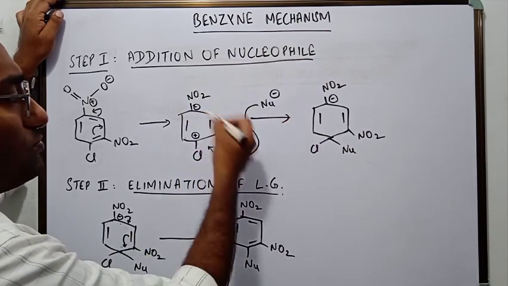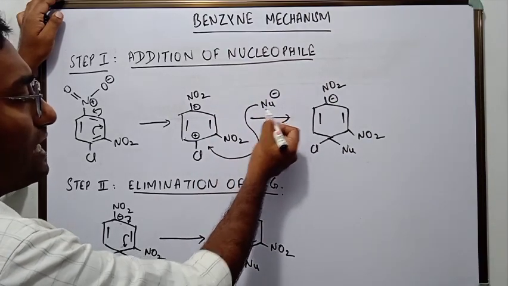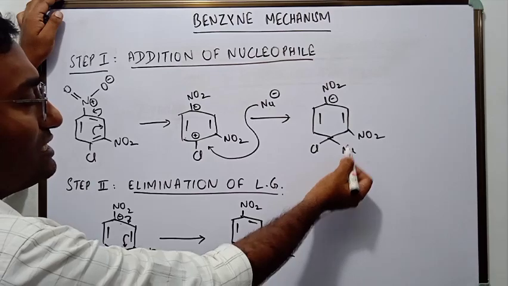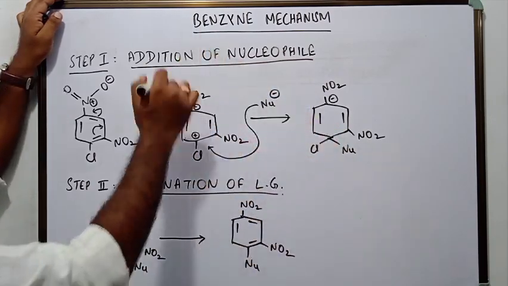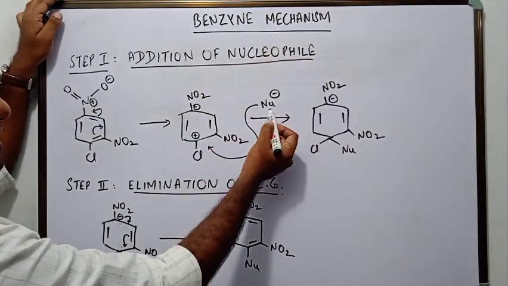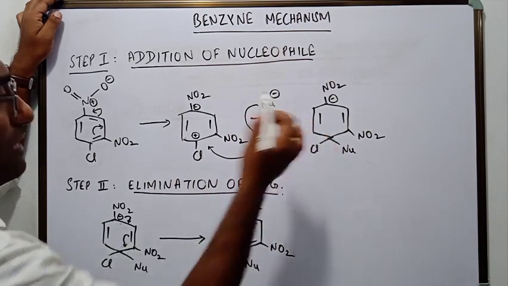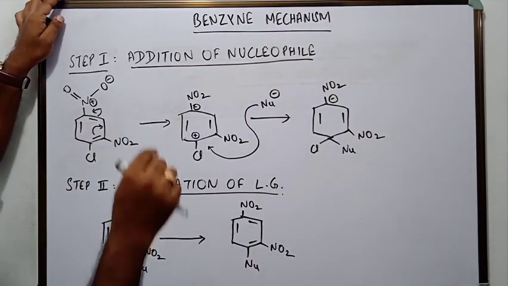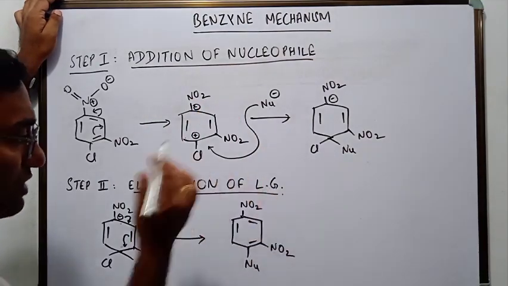Now let us subject this carbocation to a nucleophile. The nucleophile attacks at the positively charged carbon atom like this. So this step in nucleophilic aromatic substitution is the first step, called the addition of nucleophile. The nucleophile has added to the positively charged carbon atom. The second step in nucleophilic aromatic substitution is elimination of the leaving group.